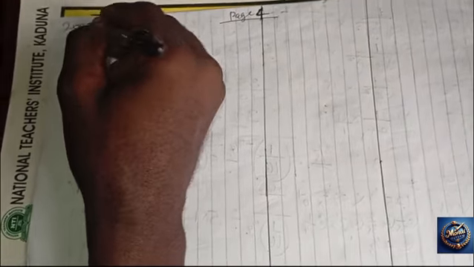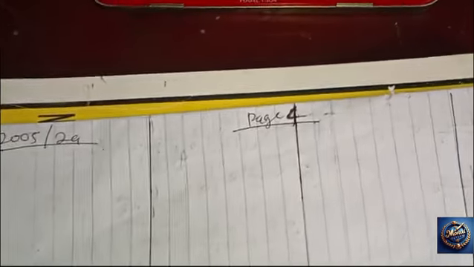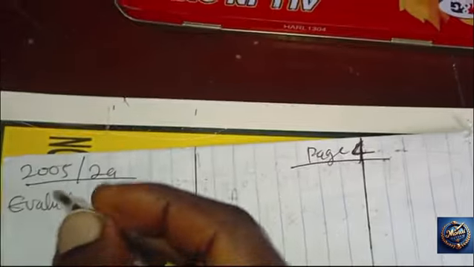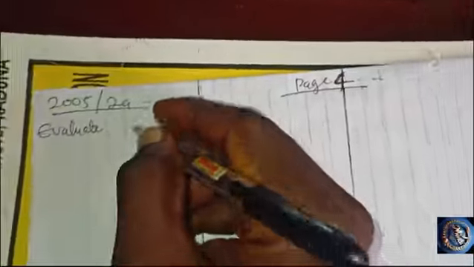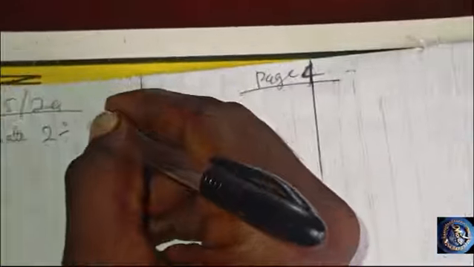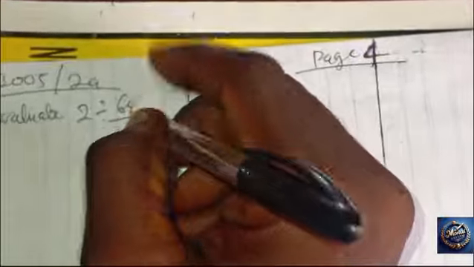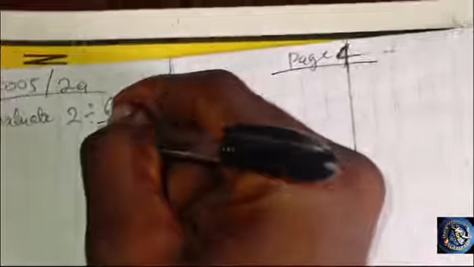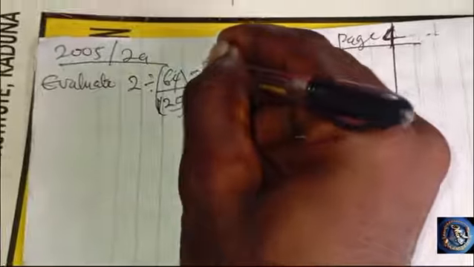This is a WAEC question. The next question is a WAEC question in 2005, number 2A. When you see 2A, it's a theory question. What does it say? It says evaluate 2 divided by 64 all over 125, everything in bracket raised to the power of minus 2 all over 3.